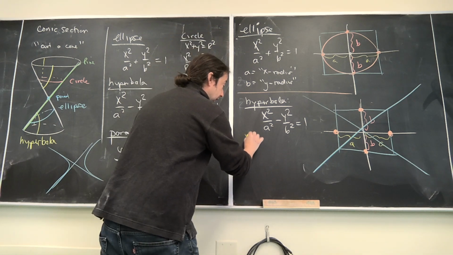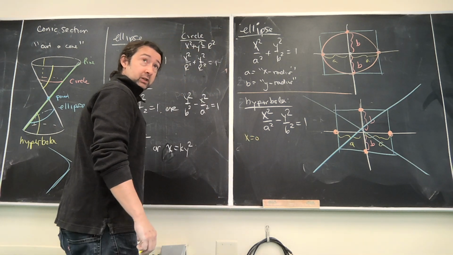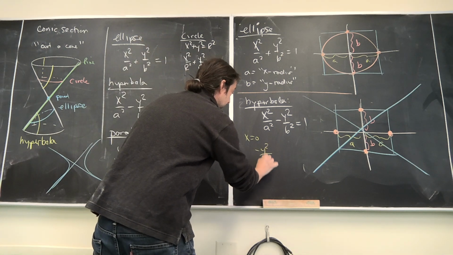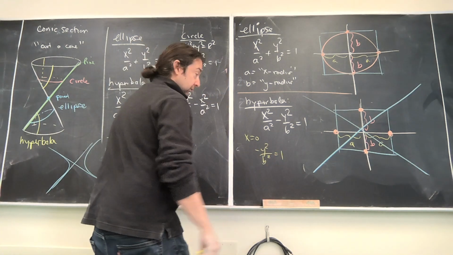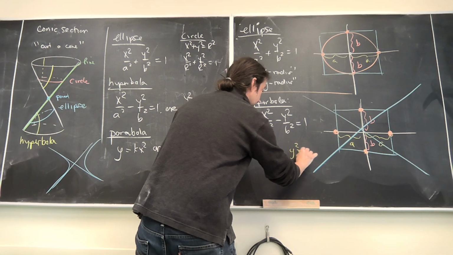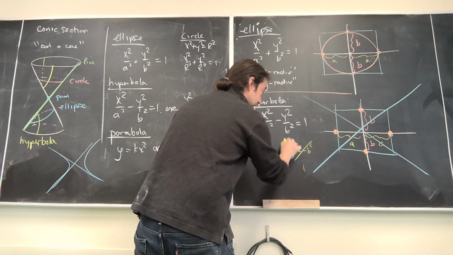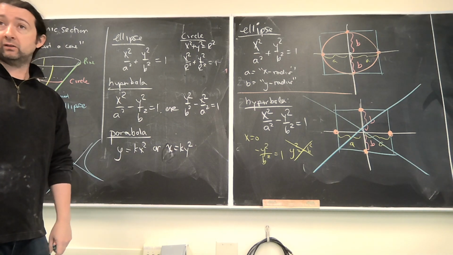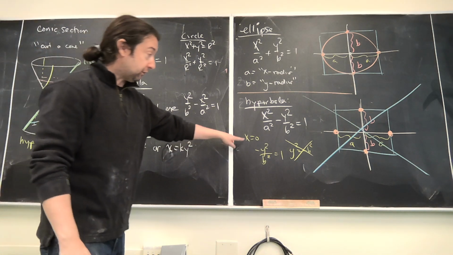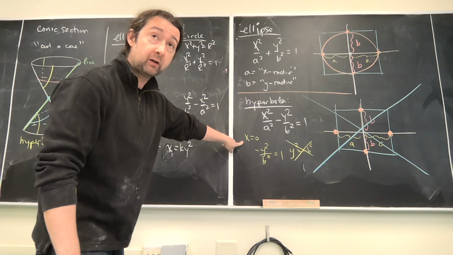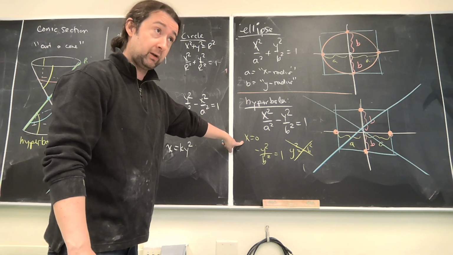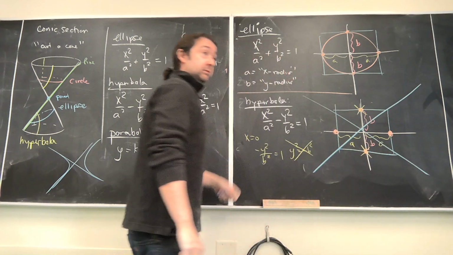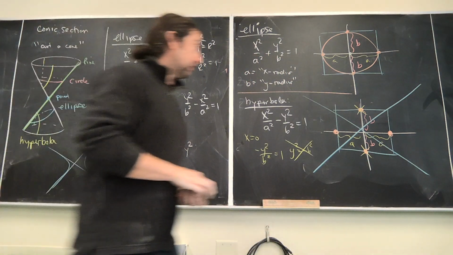If you put in x is equal to 0 and you ask for the y values that correspond to that, you will get the equation minus y squared over b squared is equal to 1, which will give you y squared is equal to minus b squared, and that's impossible. Can't take a square root of a negative number in this setting. So that means the vertices that have x is equal to 0 are not on the hyperbola because they're not solutions to the equation. This point and this point can't be used, which means the hyperbola looks like this.